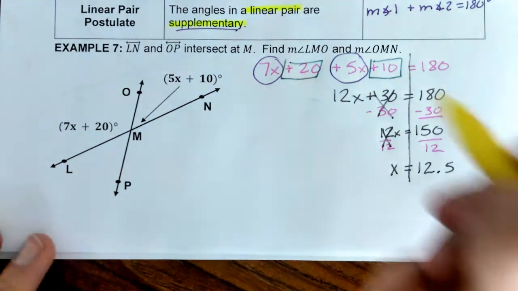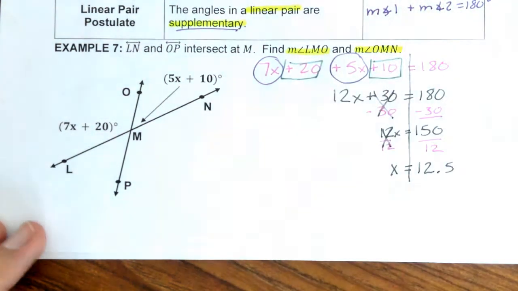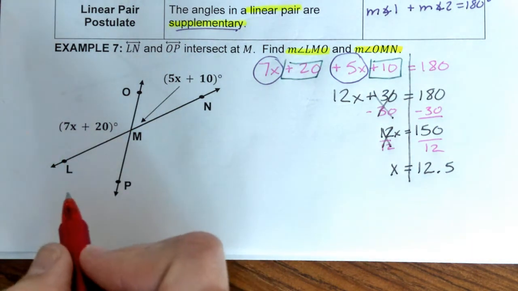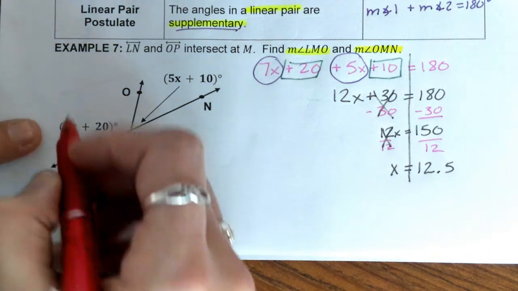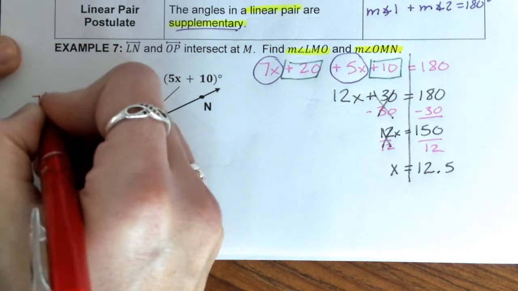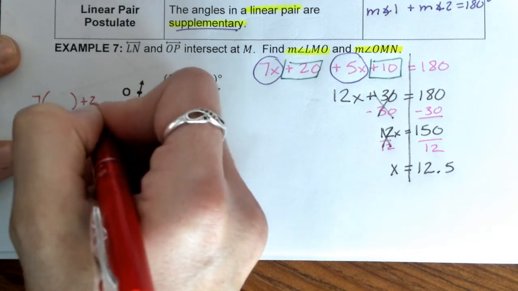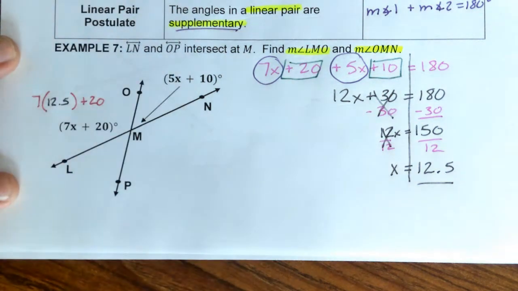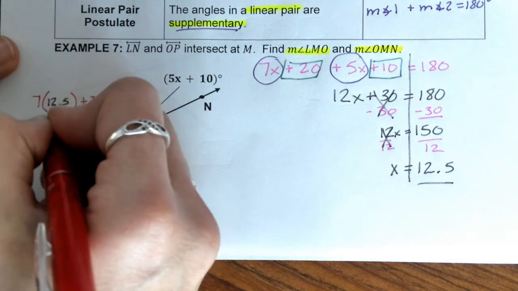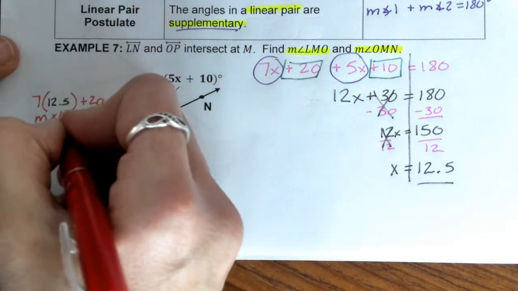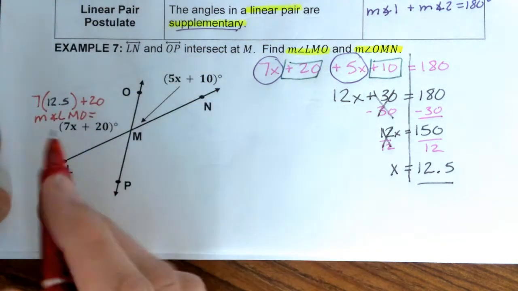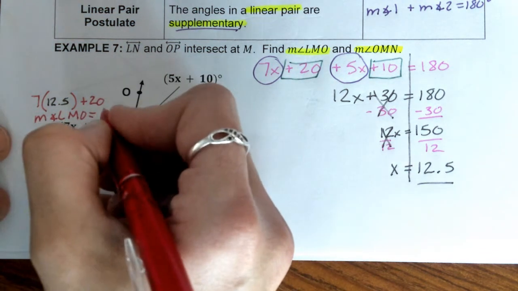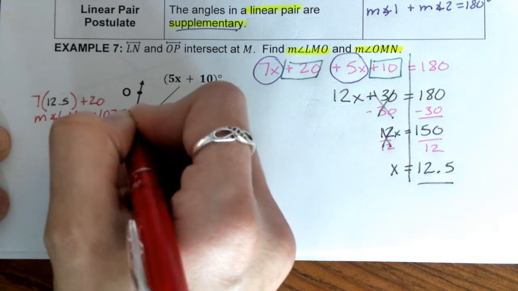Now we look back up at the problem. They wanted us to find the measurement of each one of these two angles. So we're going to go in and we're going to substitute in or plug in. I will always say substitute in. So we're going to take that 7x plus 20. Let's go ahead and remove the x, and we're going to place in 12.5. And we're going to find out that the measurement of angle LMO is equal to, when we multiply 7 times 12.5, and then we add that 20, we're going to come out to 107.5 degrees.